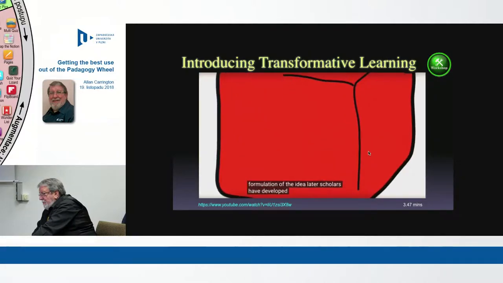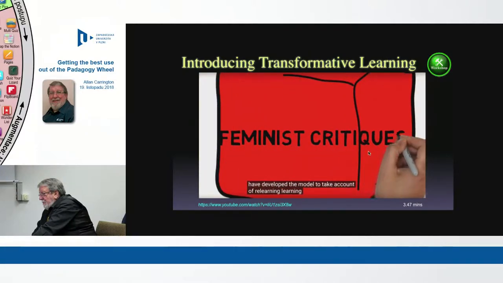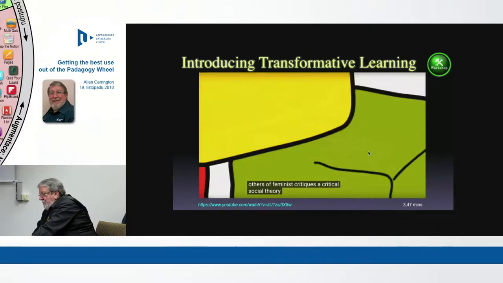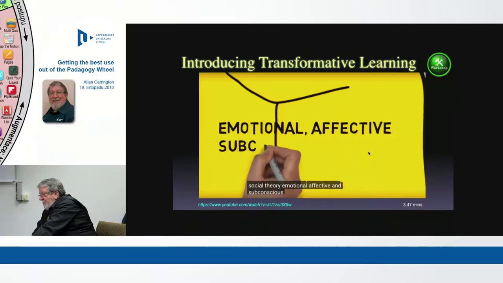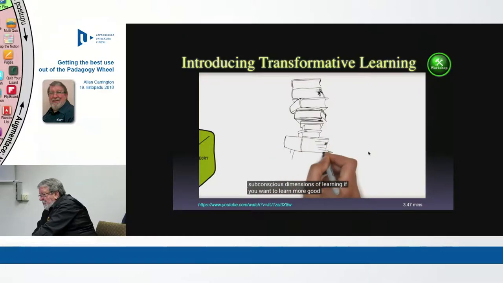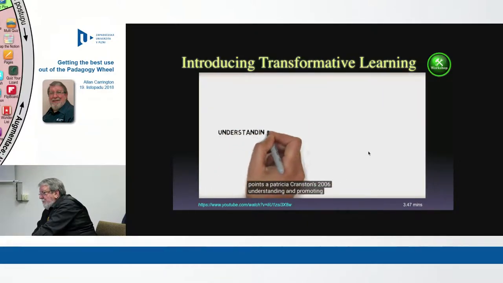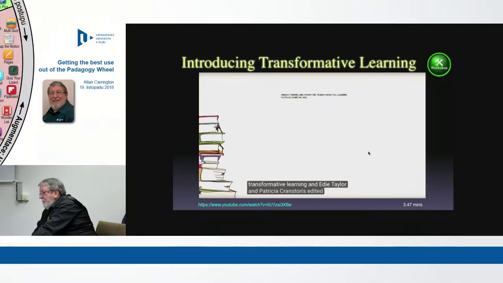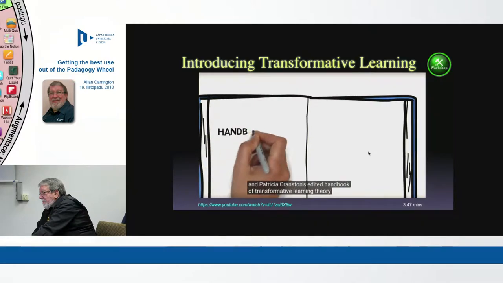Later scholars have developed the model to take account of learning in relation to others, of feminist critiques, of critical social theory, emotional, affective, and subconscious dimensions of learning. If you want to learn more, good starting points are Patricia Cranton's 2006 Understanding and Promoting Transformative Learning and Edward Taylor and Patricia Cranton's edited Handbook of Transformative Learning: Theory and Practice.